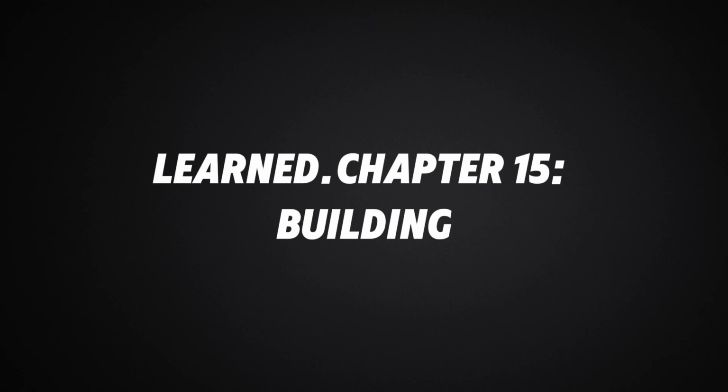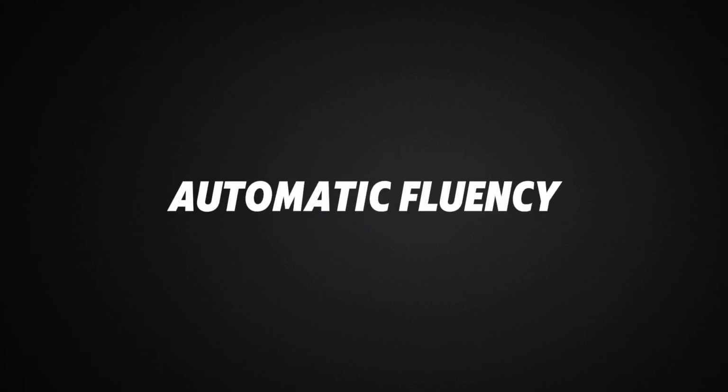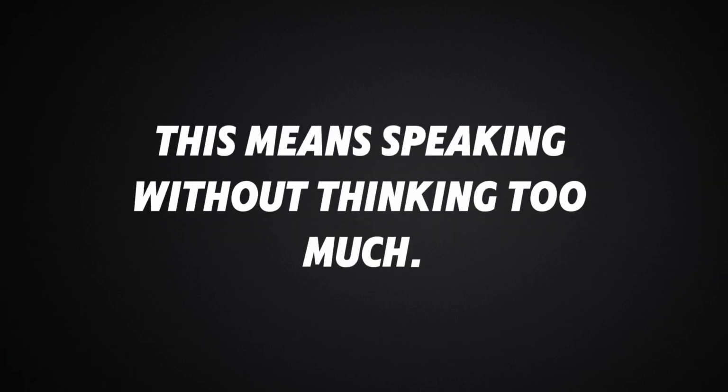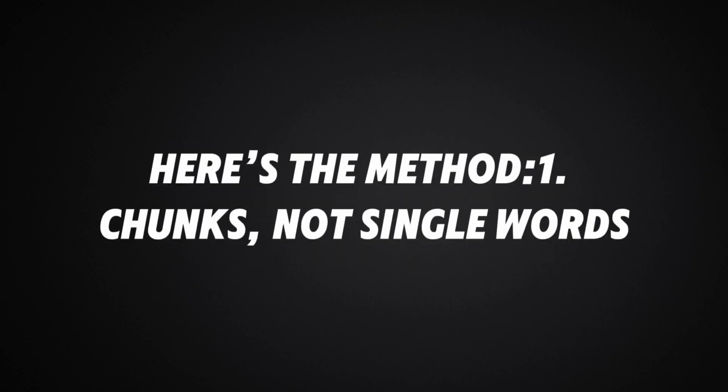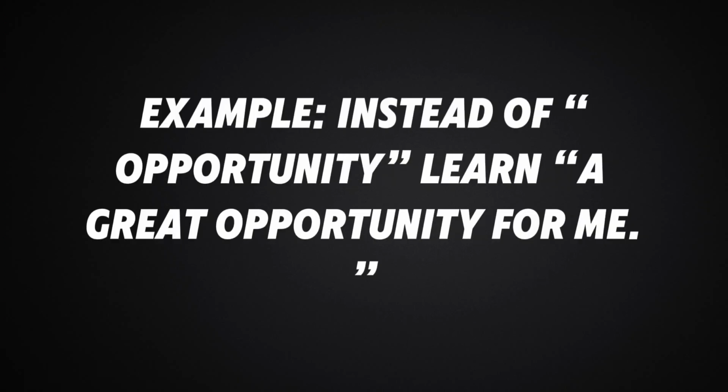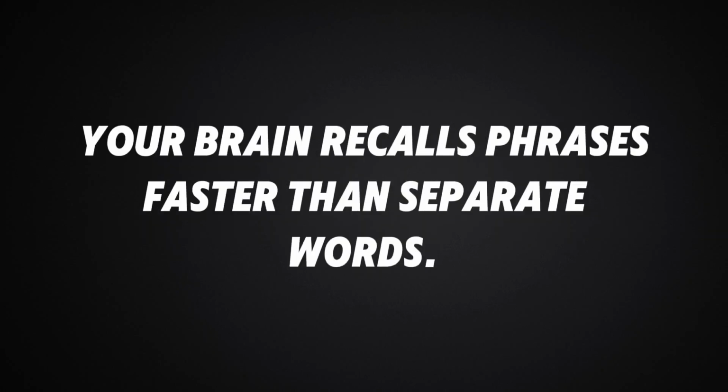Chapter 15. Building automatic fluency. The final step is to make English automatic. This means speaking without thinking too much. Here's the method. 1. Chunks, not single words. Learn phrases, not just words. Example. Instead of opportunity, learn a great opportunity for me. Your brain recalls phrases faster than separate words.